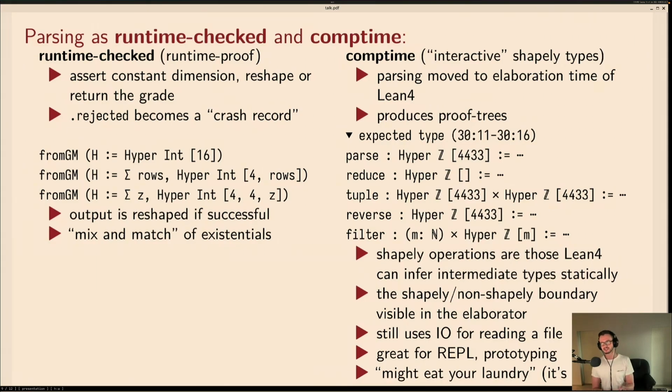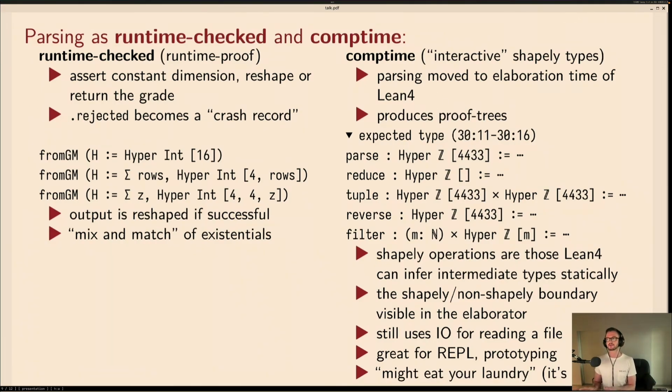And if you move the parsing of your input to the elaboration time, now as you go through and write your program, you will see the concrete size of your input in those types. So here I'm passing some file which has 4,433 rows, and that's signified by the parse step. If we do a reduction, then we get a scalar value out. Then if we do a tuple, then we have 2 of those things. If we do a reverse, we have the same thing.